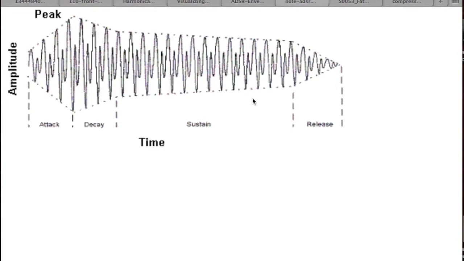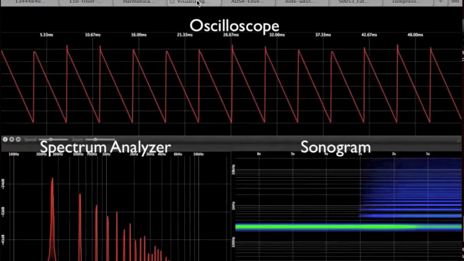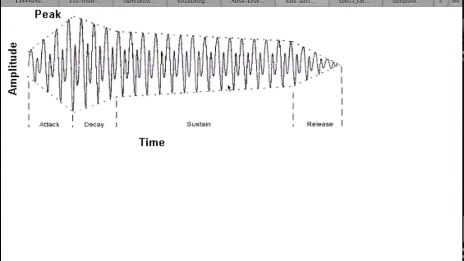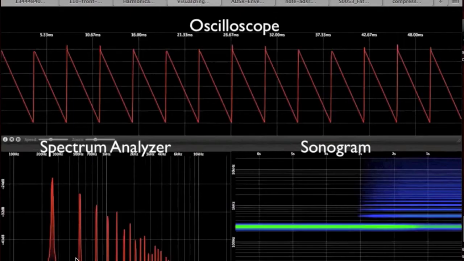Just a couple last things. We can visualize timbre using the oscilloscope, the spectrum analyzer, or the sonogram. The oscilloscope will allow us to view the time envelope, but not the spectral envelope. The spectrum analyzer will allow us to view the spectral envelope, but not the time envelope. The sonogram will allow us to view both at the same time.